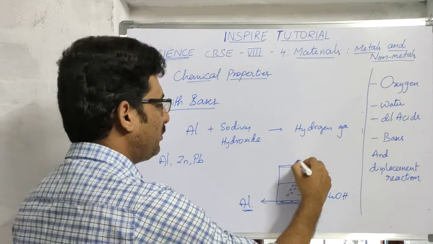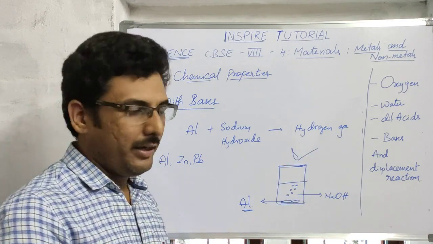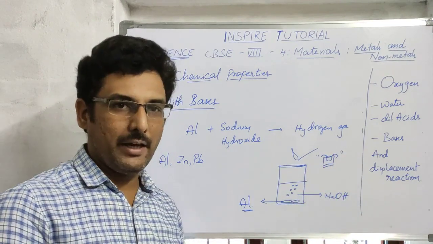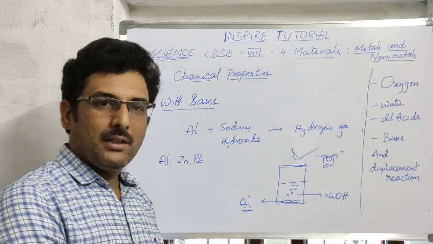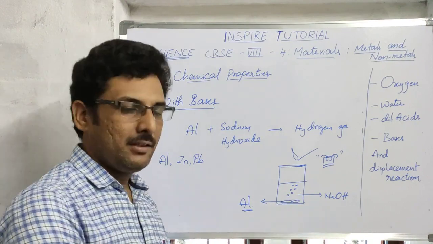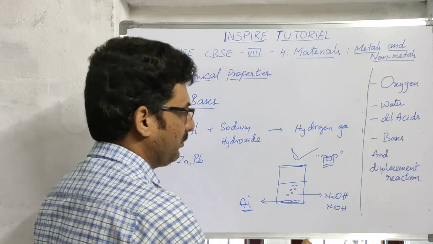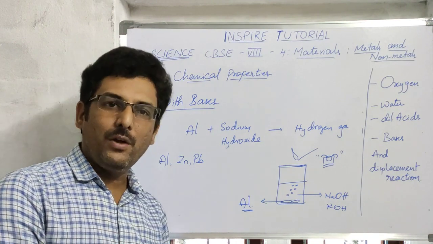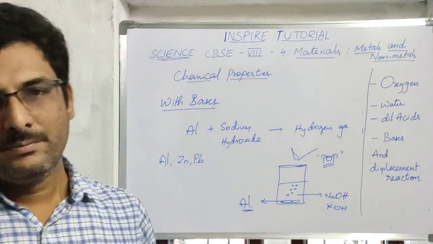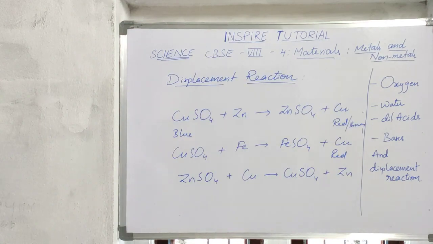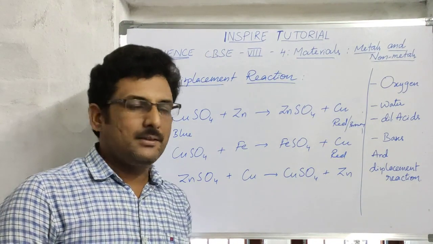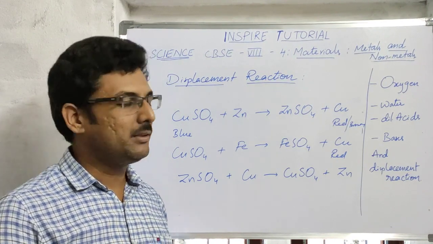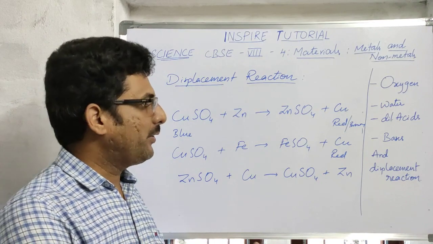Again you put a burning stick over here and you will hear a pop sound, which confirms the release of hydrogen gas when aluminium reacts with a base like sodium hydroxide, or you can take potassium hydroxide also. That means metals like aluminium, zinc and lead will react with bases to give hydrogen gas. This is how we distinguish metals from non-metals based on chemical properties, that is, reacting with oxygen, water, dilute acids and bases.